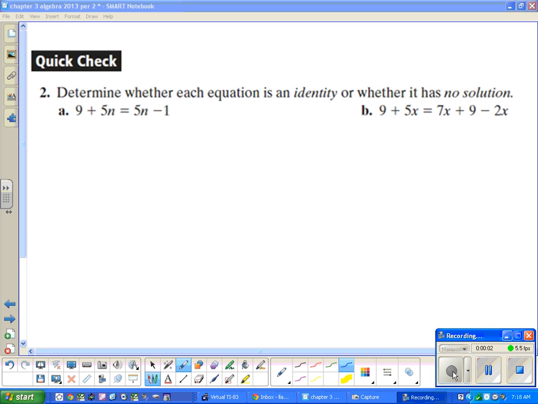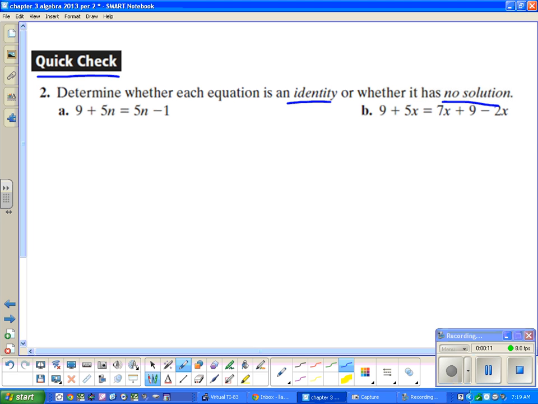Hello, this is a quick video on 3-3 when you have identity or no solution. And we're going to do the quick check here. So on this problem here, letter A, we have variables on both sides of the equation. And our goal is to pick a side and move the variable over to the other side and get the variable by itself. Well, let's see what happens.